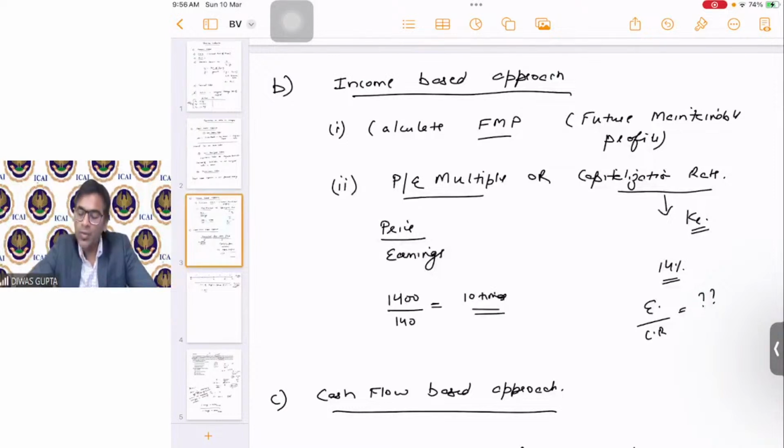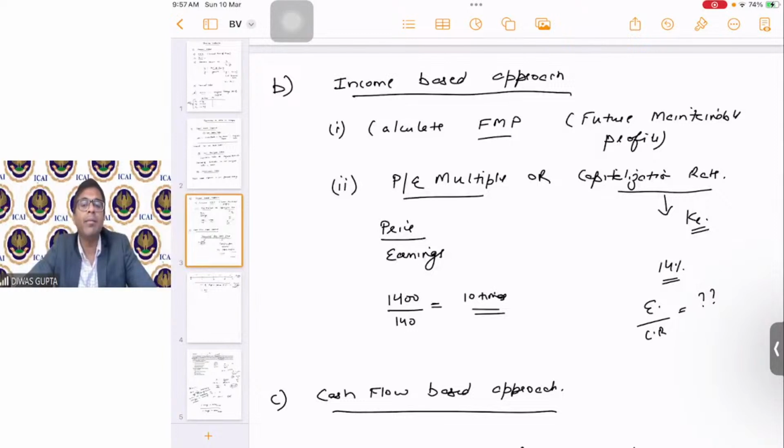In the income-based approach, we calculated, first of all, the future maintainable profits, in which we discussed in the questions today that future maintainable profits have to exclude all the extraordinary gains and losses, and have to include any new product-related income that we are planning to make in future, or any other adjustment from a futuristic standpoint that is given in the question. For example, the advertisement expenditure, right? In one of the questions, we adjusted for the advertisement expenditure.